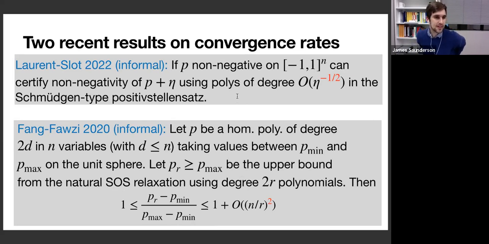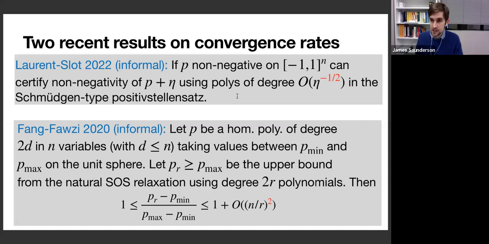One example is due to Monique Laurent and Lucas Slot, and this is about polynomials on the hypercube, so on {-1, 1}^n. Again, a very concrete, very simple feasible region. What this says is that if you take a non-negative polynomial on the hypercube and you add a little bit to it, which makes it strictly positive, effectively capturing its minimum value on the hypercube, then you can certify the non-negativity of this thing using a Schmüdgen-type Positivstellensatz, using polynomials of degree that go like the minimum value to the power -1/2.